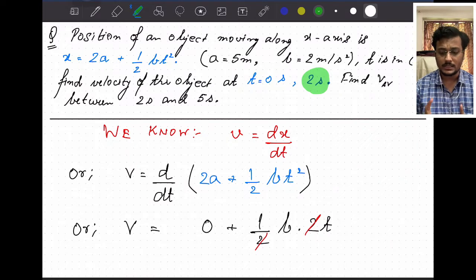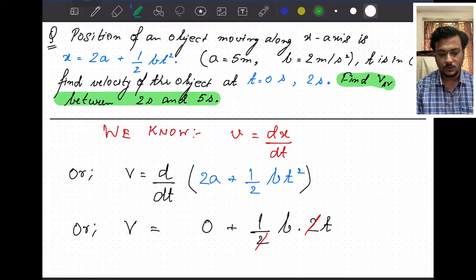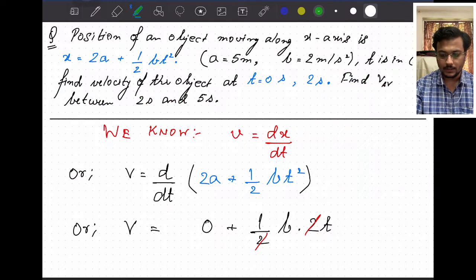Whenever we are being asked to find out the velocity at some instant, then we are dealing with instantaneous velocity. Similarly, we will have to find the average velocity between the time 2 seconds and 5 seconds. Okay, so let's give it a try.